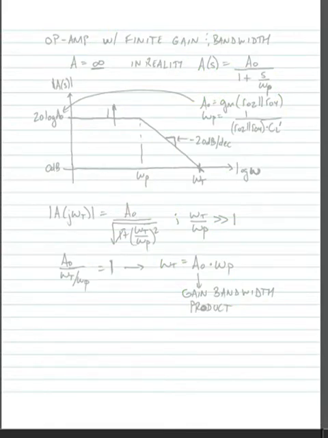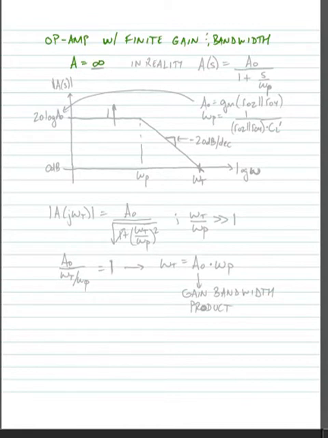Alright, so now we're going to look at what happens if we have an op-amp with finite gain and bandwidth. Alright, as I said before, we want the gain of our amp to be infinity. So we'll say we want the gain A to be infinite.